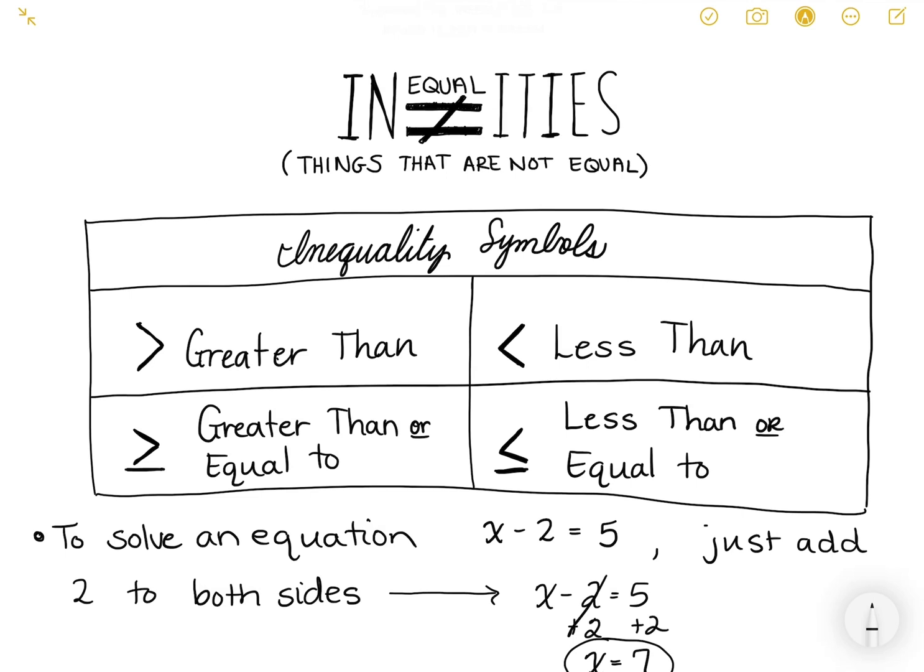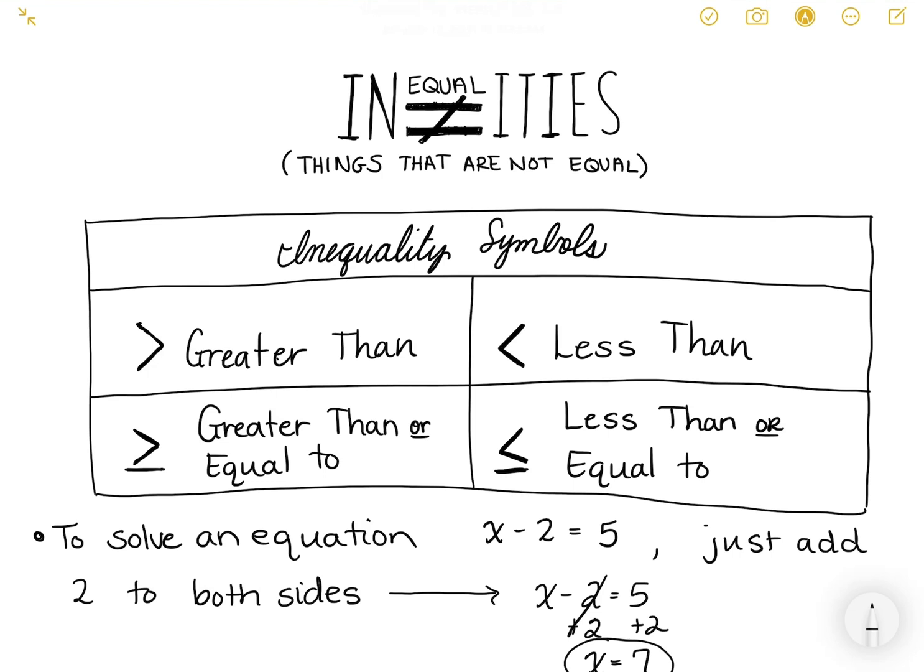Today we'll be talking about solving inequalities. Previously, we were talking about solving equations. Equations are expressions that are equal to each other. Inequalities are expressions that are not equal to each other, and instead of using an equal sign, we use inequality symbols such as greater than, less than, greater than or equal to, and less than or equal to.